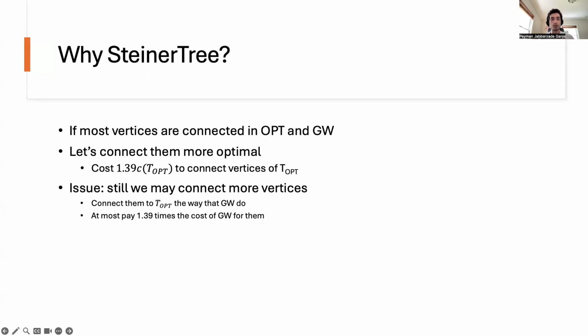But the problem is that because we don't know which vertices are in the tree of the optimal solution, and we are running STOC24 on live vertices, there may be some vertices that are live but are not in the tree of the optimal solution, and we need to connect them to the other vertices. So we can connect them the way that Goemans-Williamson connects them, and we need to pay 1.39 times the cost of Goemans-Williamson for connecting those vertices.